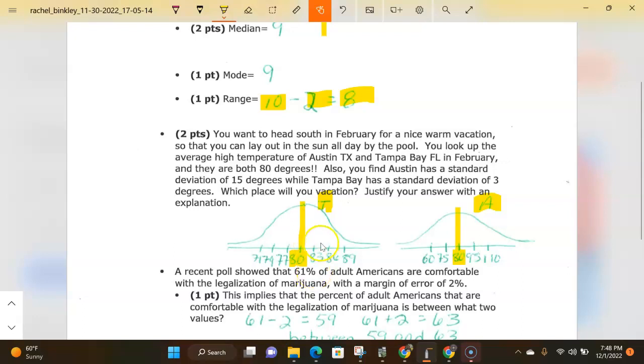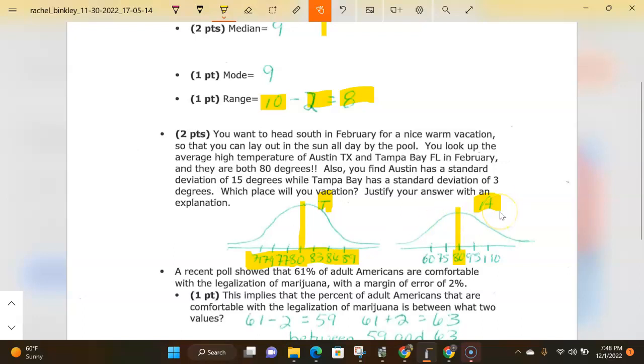However, Tampa's standard deviation is 3. So it goes 80, and then I add 3, 83, then I add 3 more, 86, then I add 3 more, 89. And then going down, it was 80, then it was 77, 74, and then 71. So what this means, if you remember our 68, 95, 99.7 rule, is that 99.7% of the time in February in Tampa, the temperature is going to be between 71 degrees and 89 degrees. So you can almost count on it being somewhere in between there.